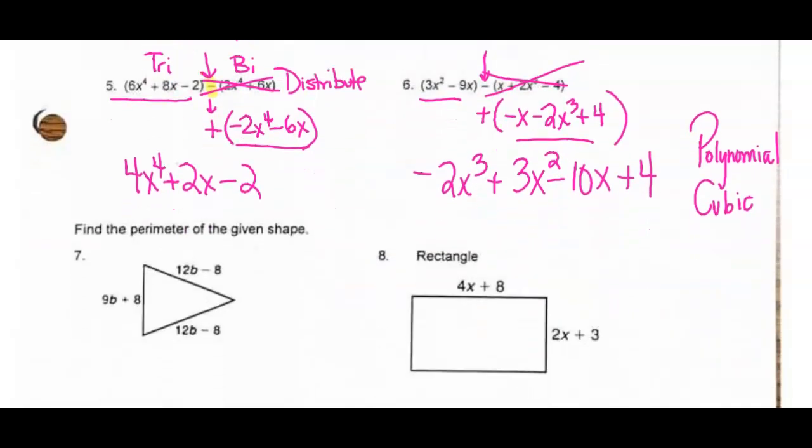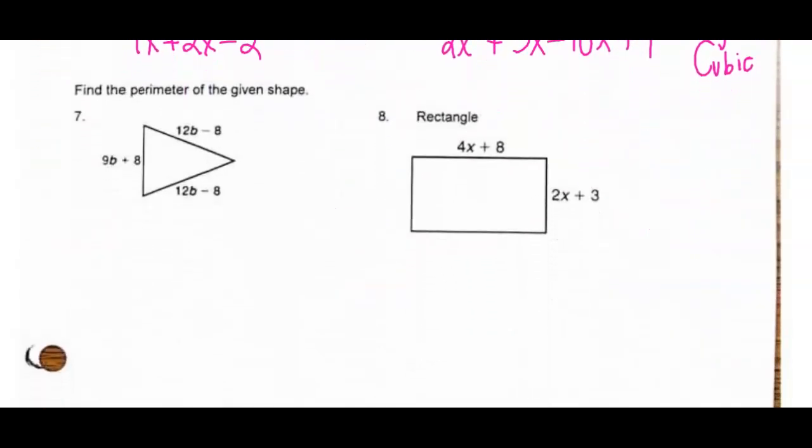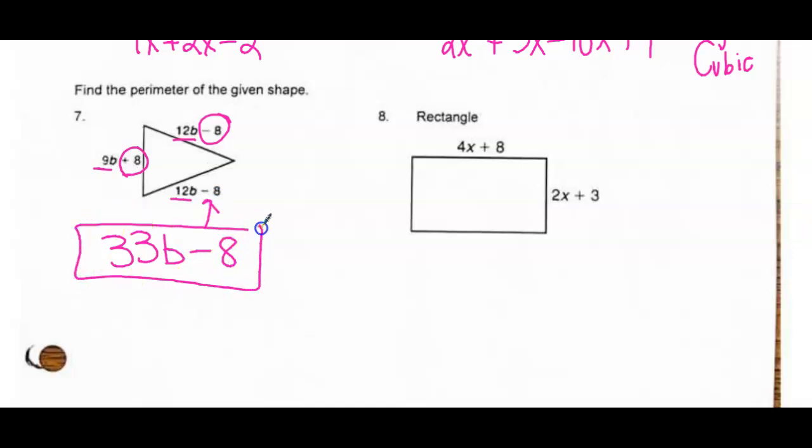The last two for our lesson today is find the perimeter. Perimeter means add up all the sides. So on the triangle on the left, we see all 3 sides. 9b, 12b, 12b. 12 plus 12 is 24. 24 and 9 is 33b. There's a minus 8. There's a plus 8. That's 0. And there's one more minus 8, so this is 33b minus 8.